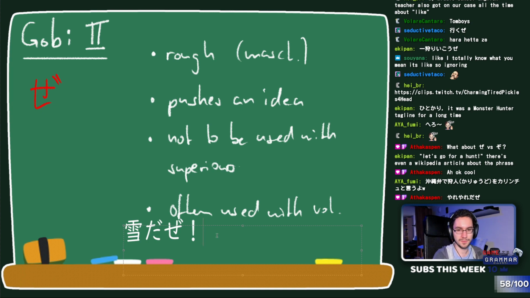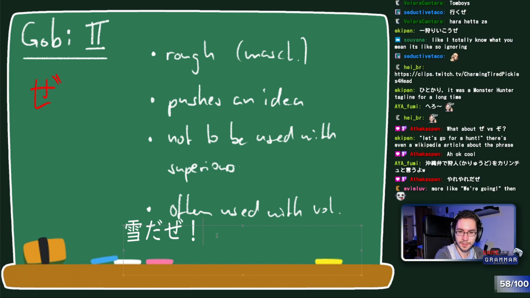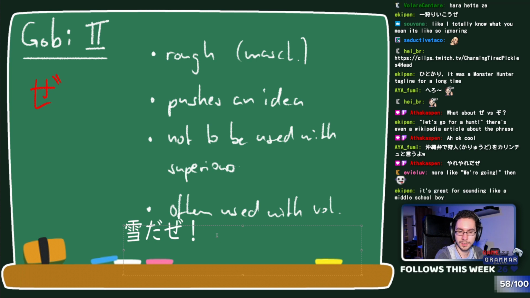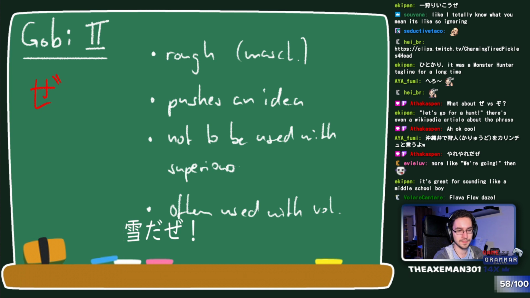So let's talk about zo. It's great for sounding like a middle school boy. That's true, yeah. They're excited about everything, so it makes sense.